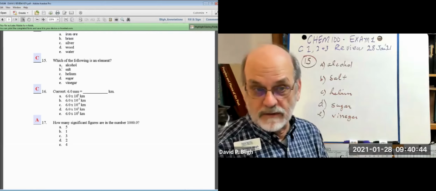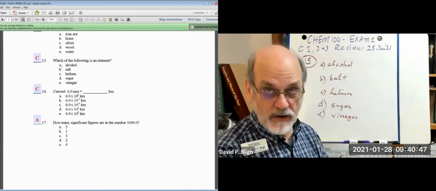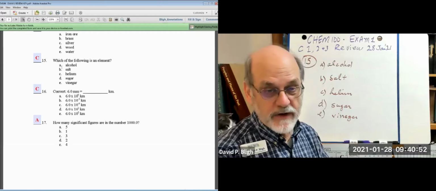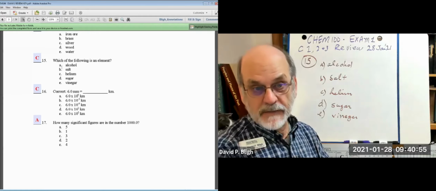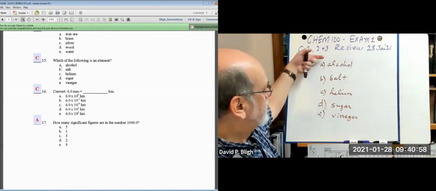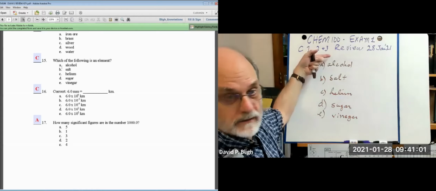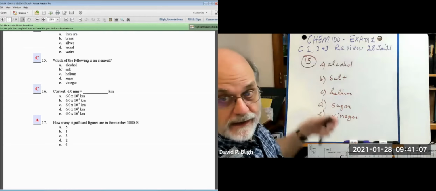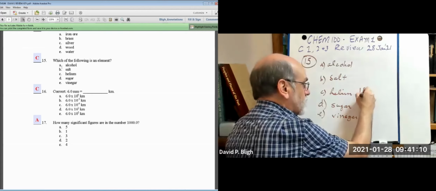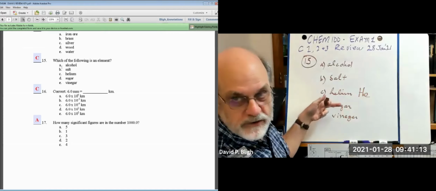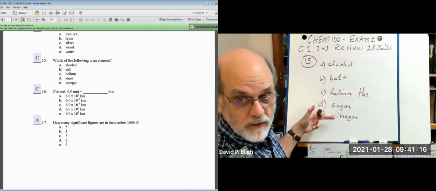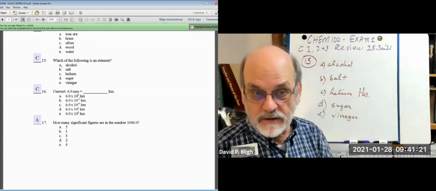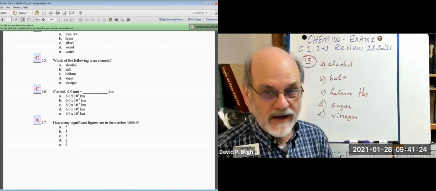Well, this is fairly simple, right? Can you find these on the periodic table? If you've already started, and I hope you have, to memorize the elements, then you should recognize that alcohol is not an element on the periodic table. There's no symbol for it. There's no symbol for salt. There is for helium, right? So we know that one is. Sugar. There's no place on the periodic table for sugar. There's nowhere for vinegar either. So helium is your answer. It's an element. None of the others are elements.